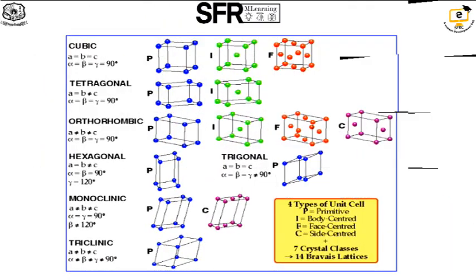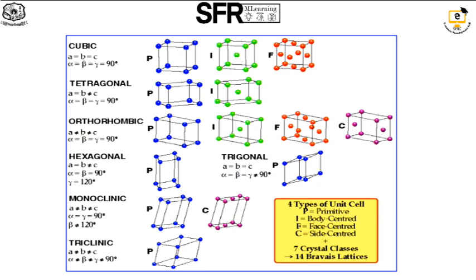And the interfacial angles are shown in the figure. For the cubic system, a equals b equals c, and the interfacial angles alpha equals beta equals gamma, always 90 degrees. In the tetragonal system, a equals b but is not equal to c. The interfacial angles of the tetragonal system are alpha equals beta equals gamma, always 90. In the orthorhombic system, a is not equal to b, and b is not equal to c, and the interfacial angles alpha equals beta equals gamma equals 90 degrees.